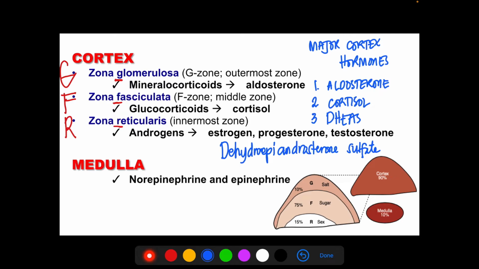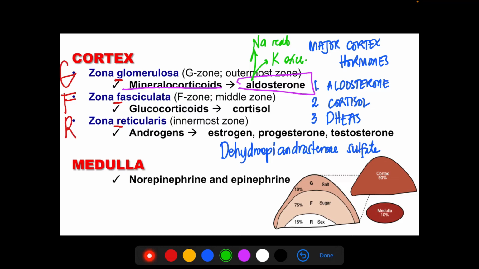Let's have first the zona glomerulosa. The cells of the zona glomerulosa, the outermost zone, are the only ones in the adrenal gland capable of producing large amounts of aldosterone. The zona glomerulosa synthesizes mineralocorticoids, particularly the major mineralocorticoid, aldosterone. What's the function of aldosterone? It helps in sodium reabsorption and potassium excretion. I hope you still remember the function of aldosterone.